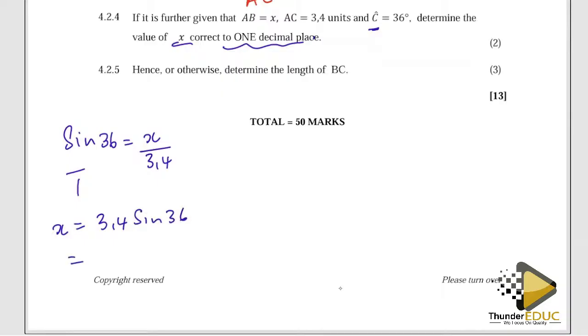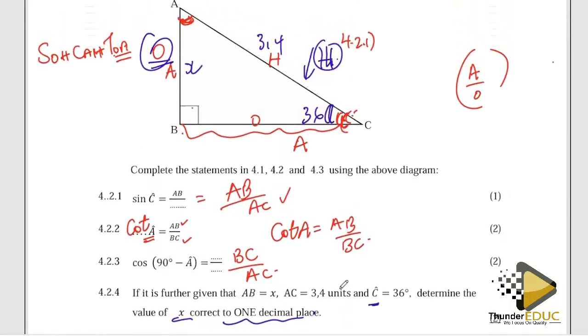Remember, your calculator needs to be in degrees for us to get the same answers. So 3,4 sine of 36 is giving me a very unique answer, which is 1,998. And if I'm rounding this off to 2 decimals, it's going to be 2,00. That is the length of X.